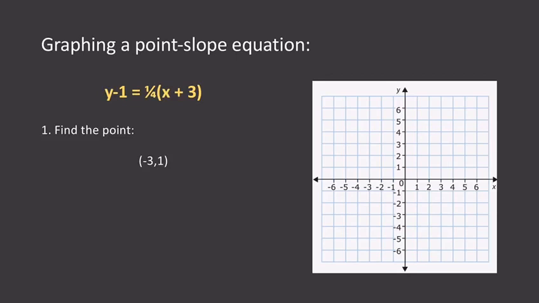We're going to plot the point (-3, 1), and then we're going to use the slope, which is 1 over 4, and we'll go 1 step upward and 4 steps to the right to graph our next point. Then we'll connect the points.